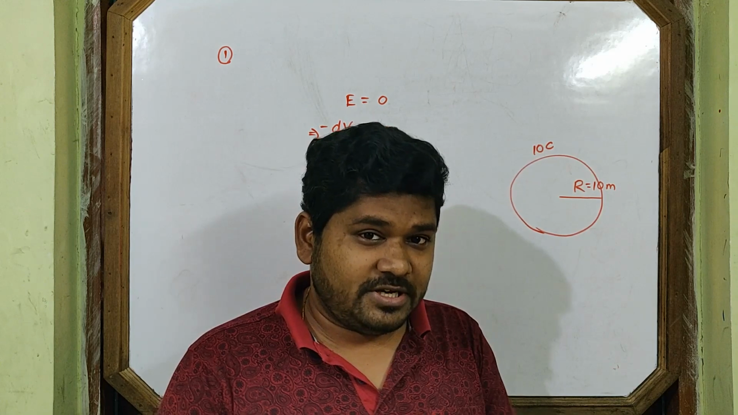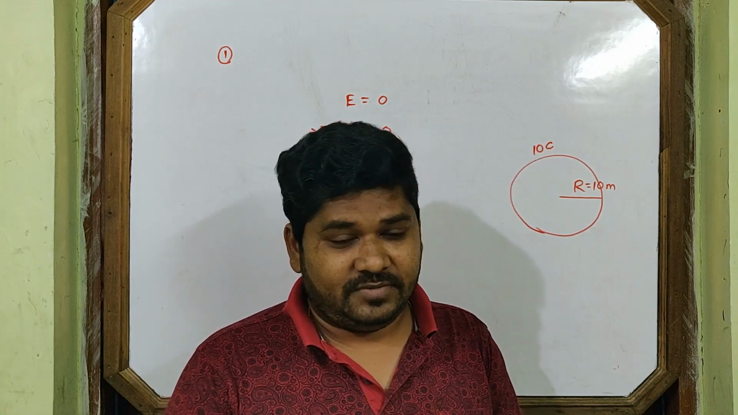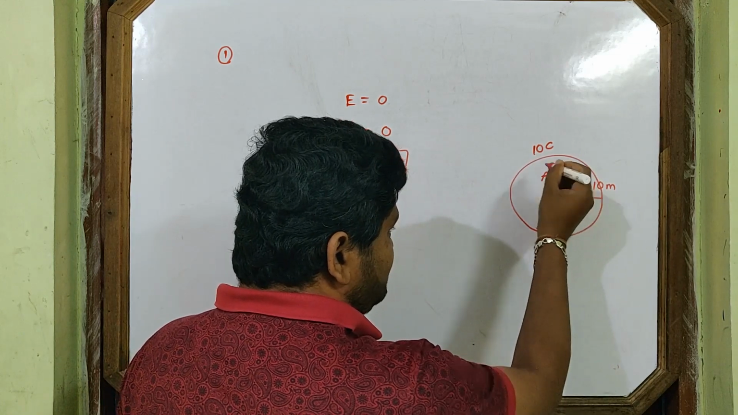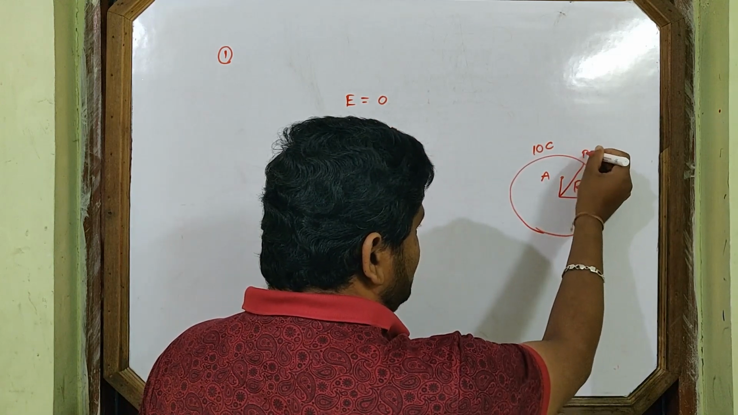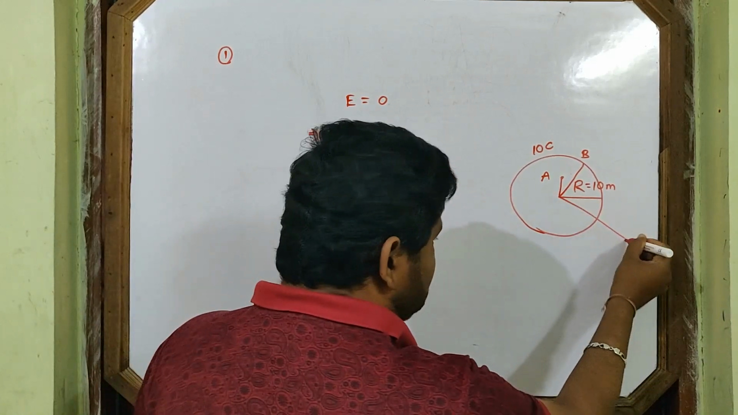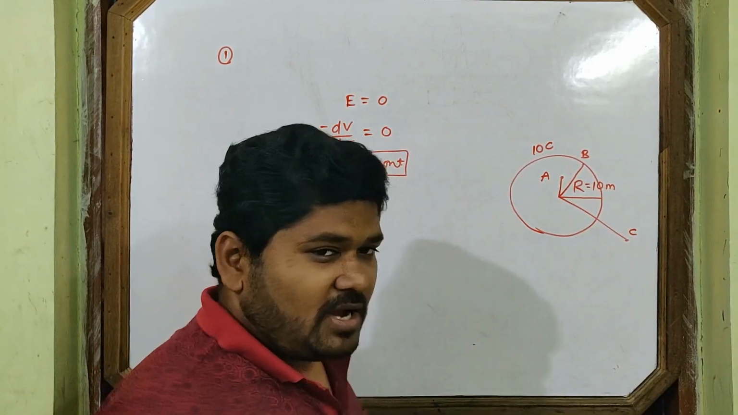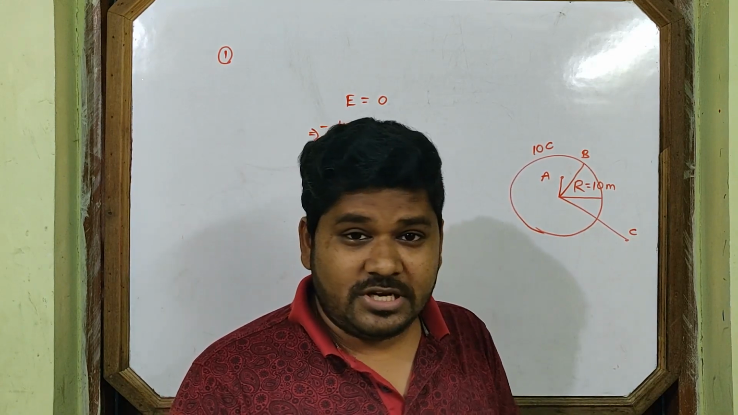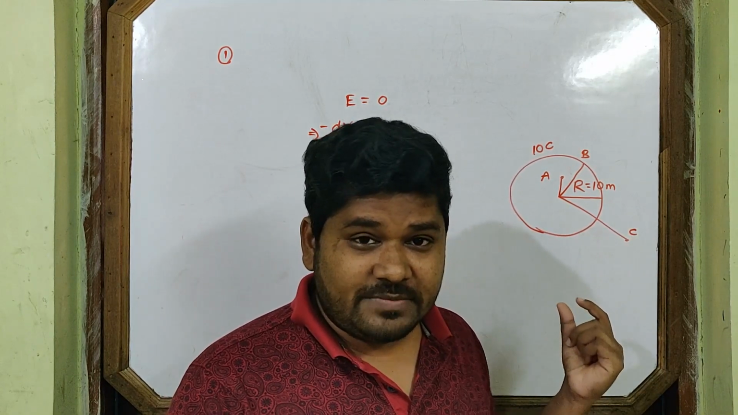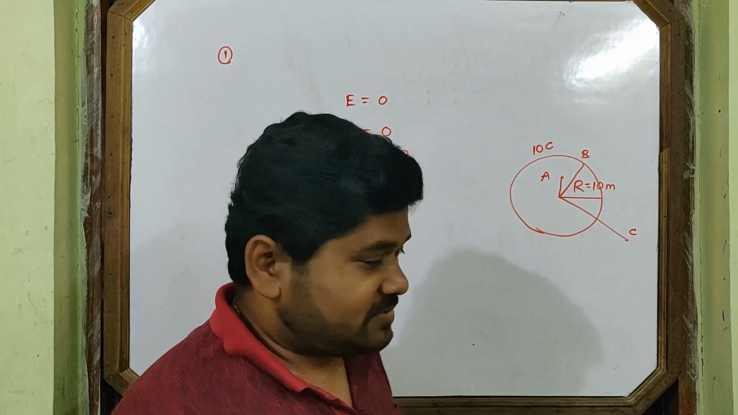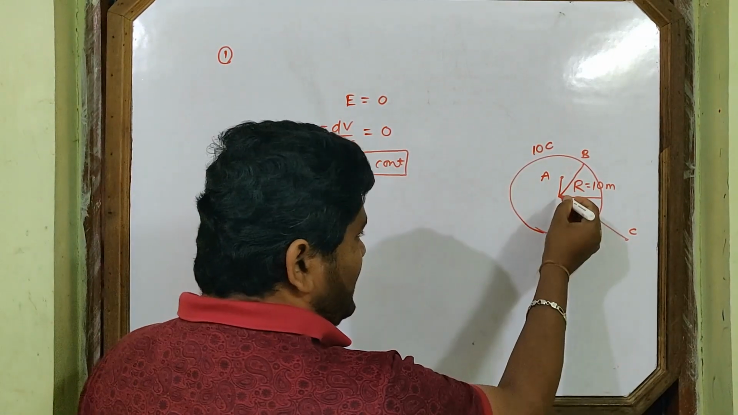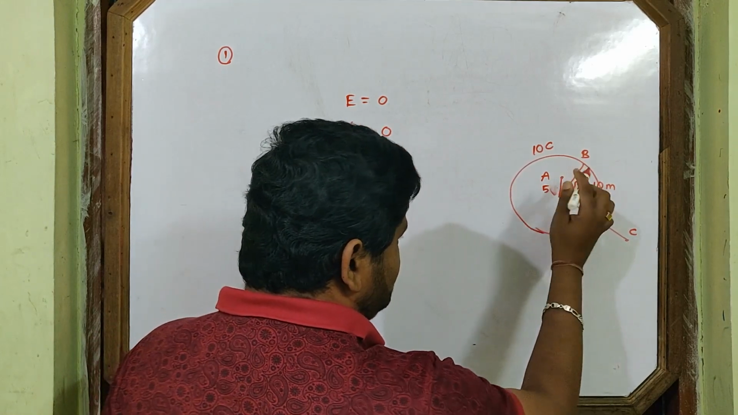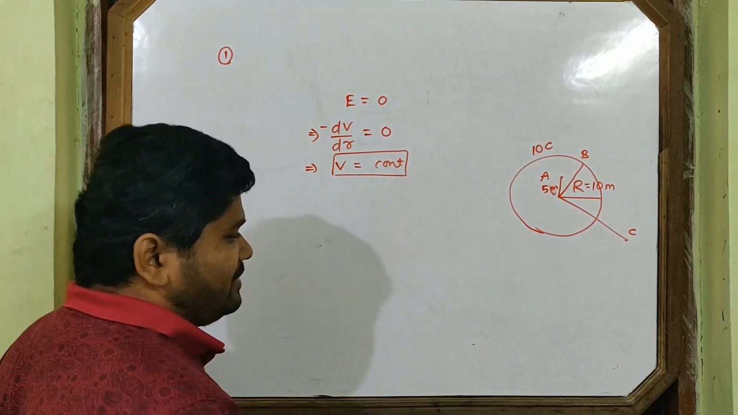I'll ask one question here to find potential. Find the potential at point A, find the potential at B on the surface, and find the potential at C, outside the conductor. You can note this question also, it's a very good question. It gives you a lot of important concepts which you will use in other questions. Point A is at a distance of 5 meter, taking SI units.